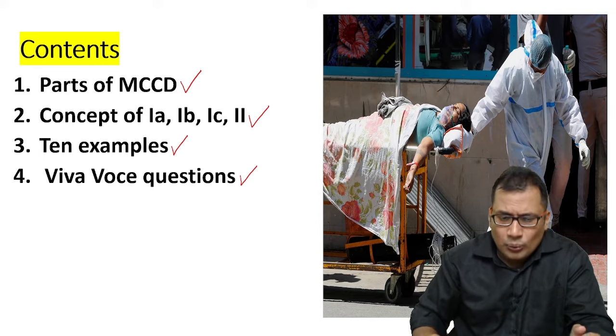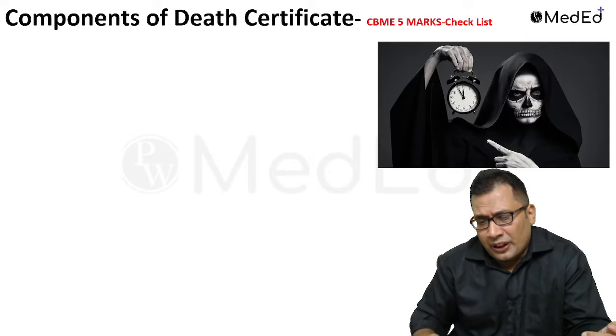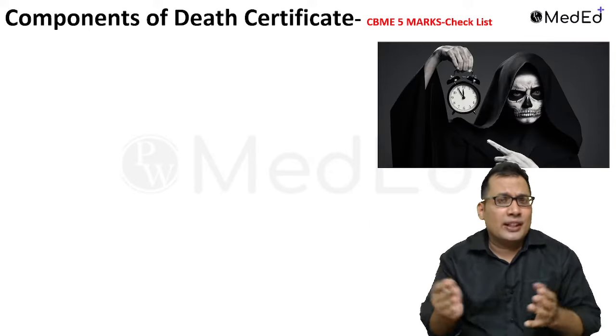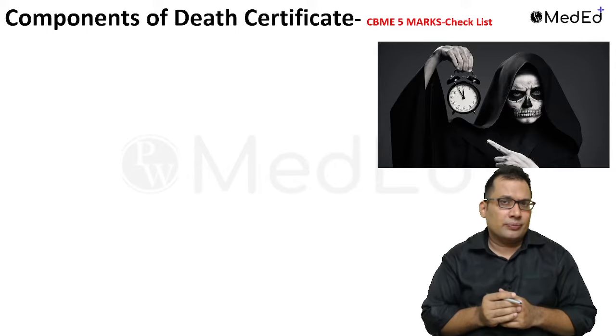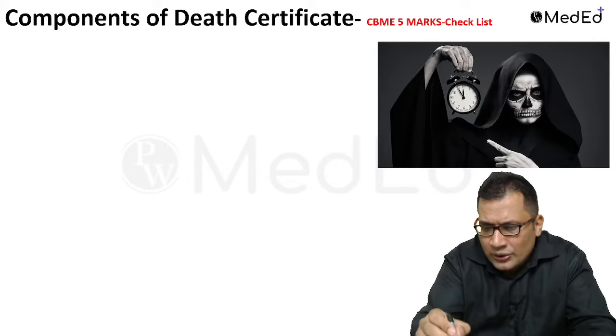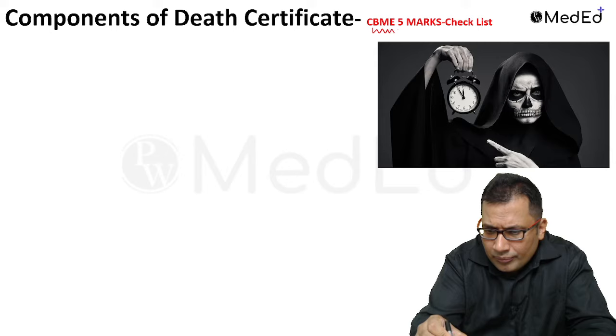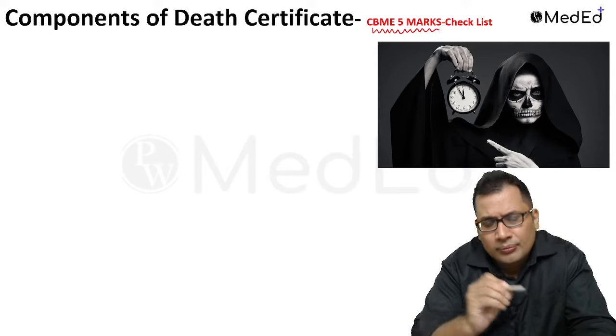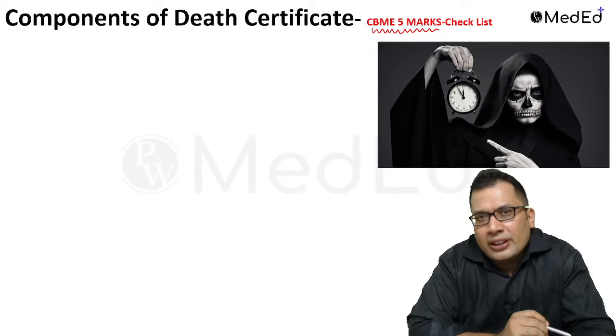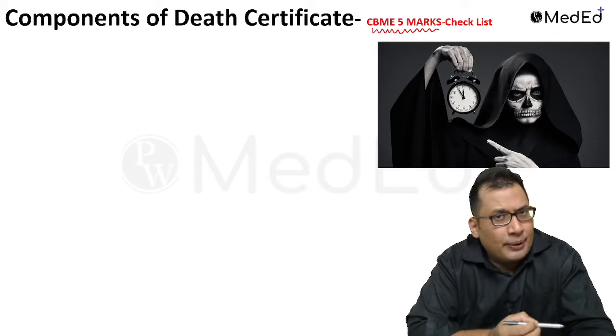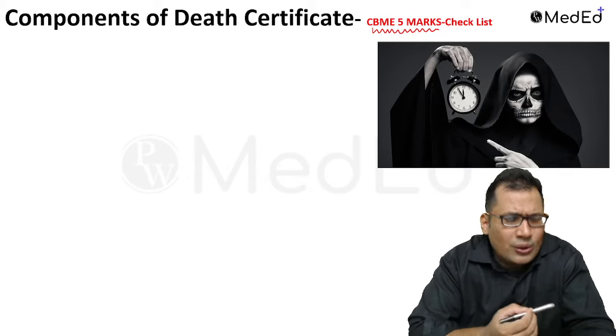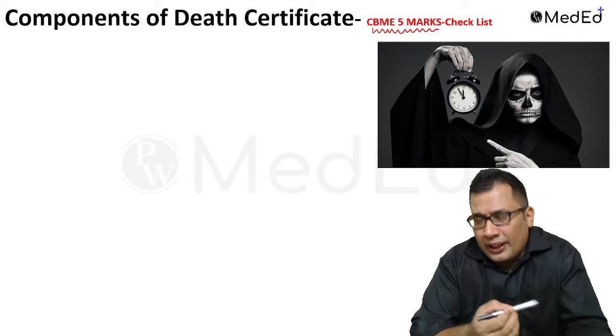Let's discuss what are the components of death certificate. You can say checklist. So according to CBME curriculum, it carries 5 marks. In some universities it can be 10 marks also. So what are the components? What you need to write?